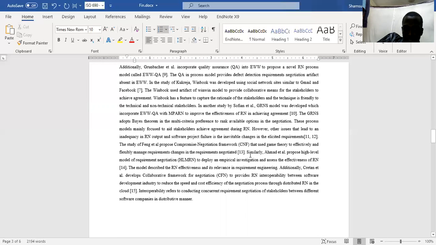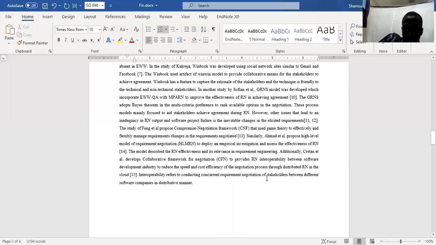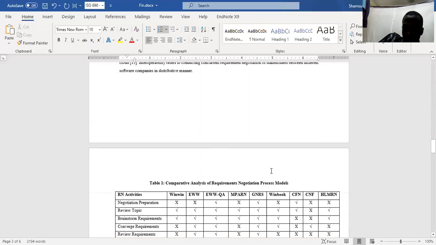To address managing requirement changes, a study by Peng et al. proposed a compromise negotiation framework that uses game theory to manage requirement changes. Similarly, Ahmed et al. proposed a requirement negotiation model to deploy empirical investigation and assess the effectiveness of requirement negotiation. Another study by Creighton et al. developed a collaborative framework for negotiation to provide interoperability between software development industries.